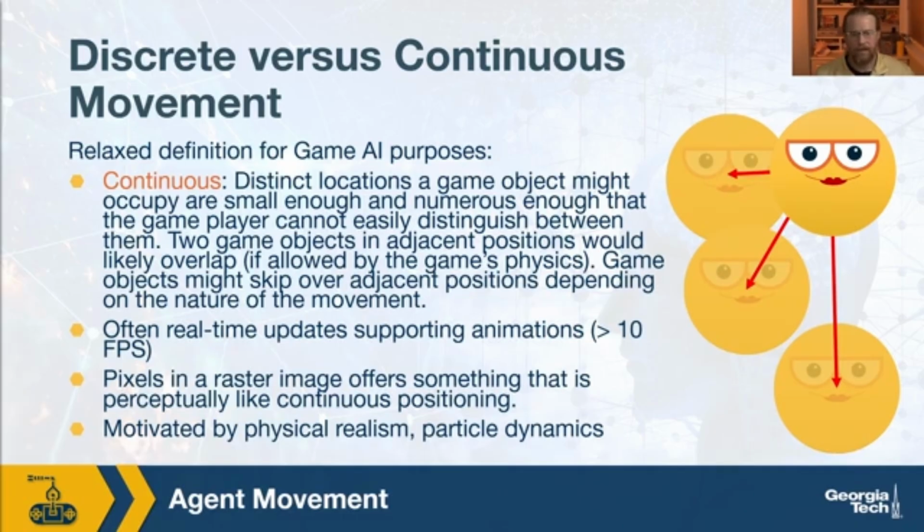And so you can think in terms of roughly needing at least a resolution of around the pixels on the screen to be continuous movement. And then lastly, the movement is motivated by physical realism and probably leveraging physics that you learned in high school, like particle dynamics type physics movement.